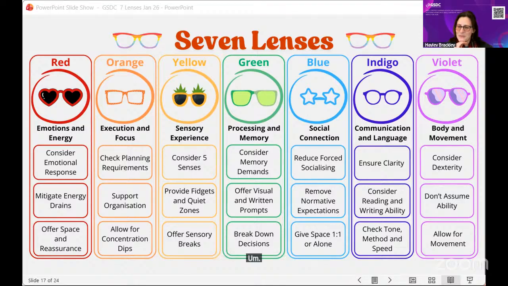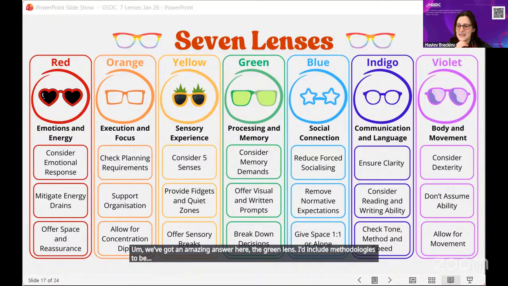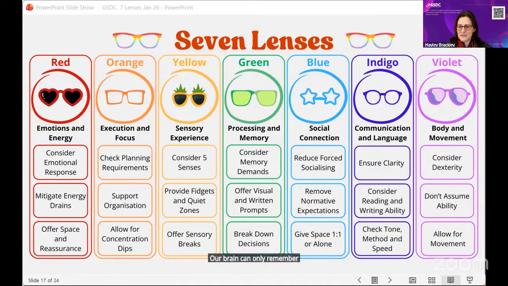We've got an amazing answer here, the green lens. I'd include methodologies to beat the forgetting curve. Our brain can only remember a certain percent of information. Example, introducing spaced learning and assessments.